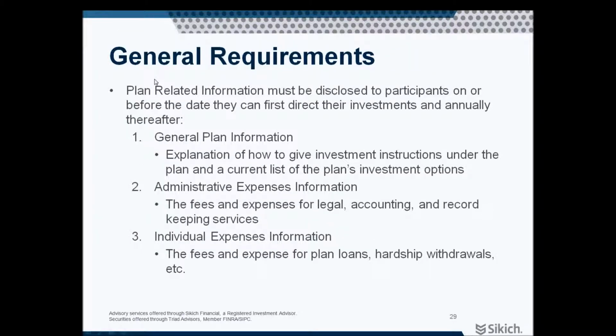All right, the general requirements for the new 404(a)(5), plan-related information must be disclosed to participants on or before the date they can first direct their investments and annually thereafter. It should include general plan information, an explanation of how to give investment instructions under the plan, and a current list of the plan's investment options. Also must include administrative expenses information, the fees and expenses for legal, accounting, and record-keeping services, and then any individual expense information, such as the fee to take out a loan or a hardship withdrawal or a distribution, must be included in its general requirements.